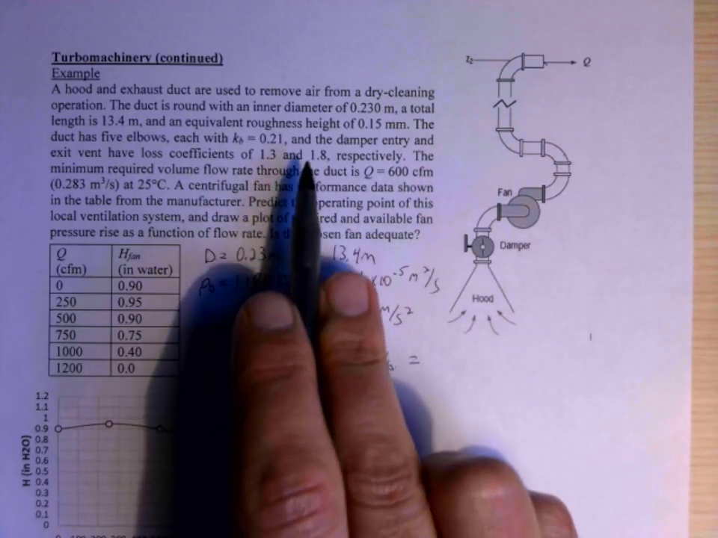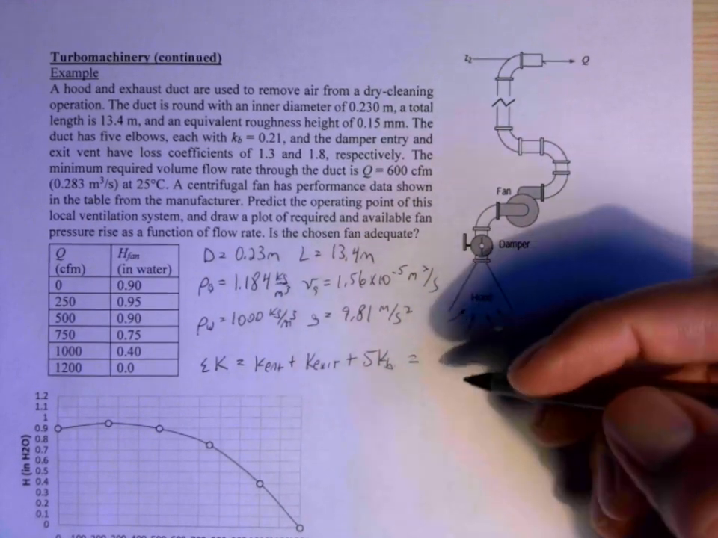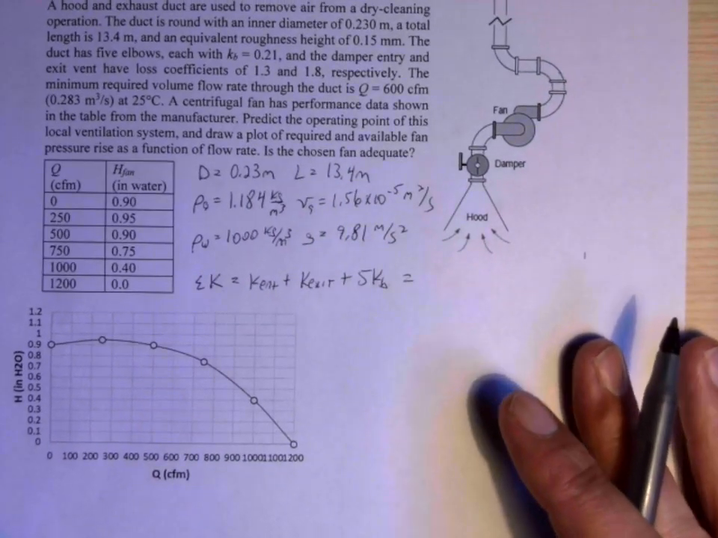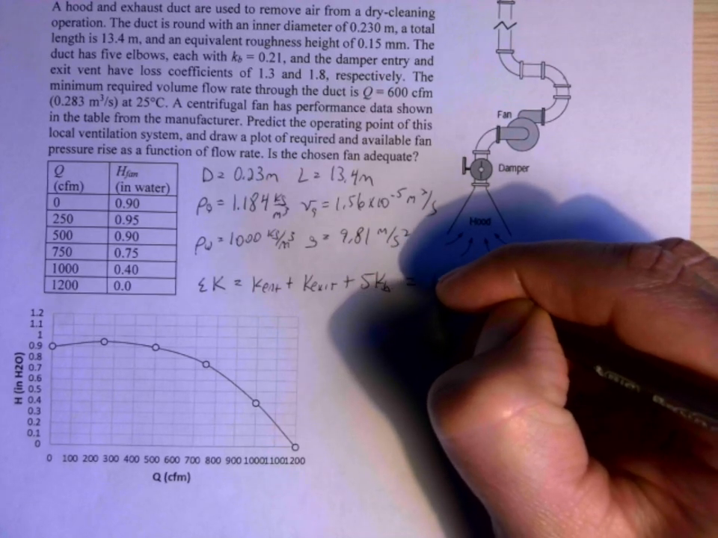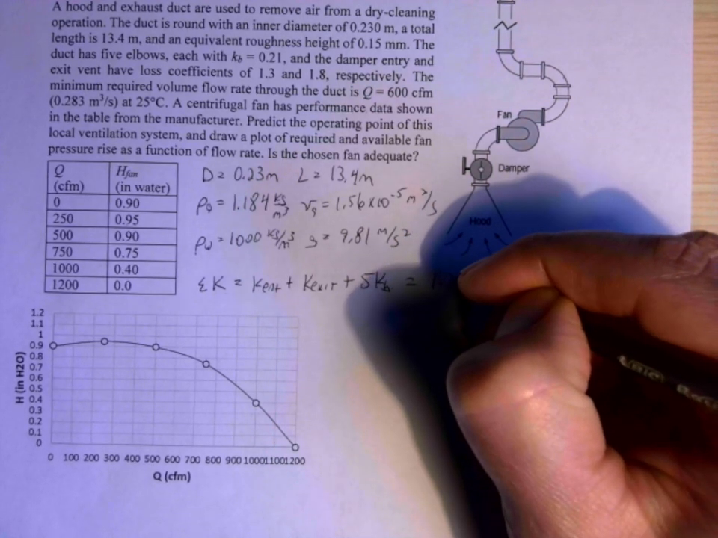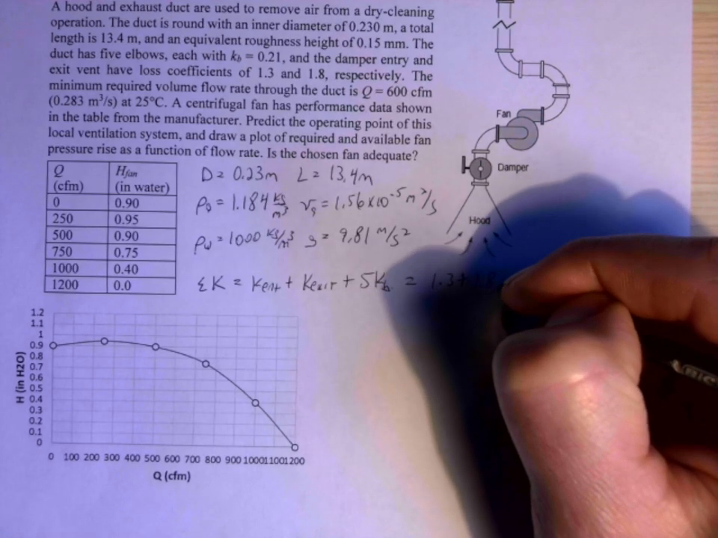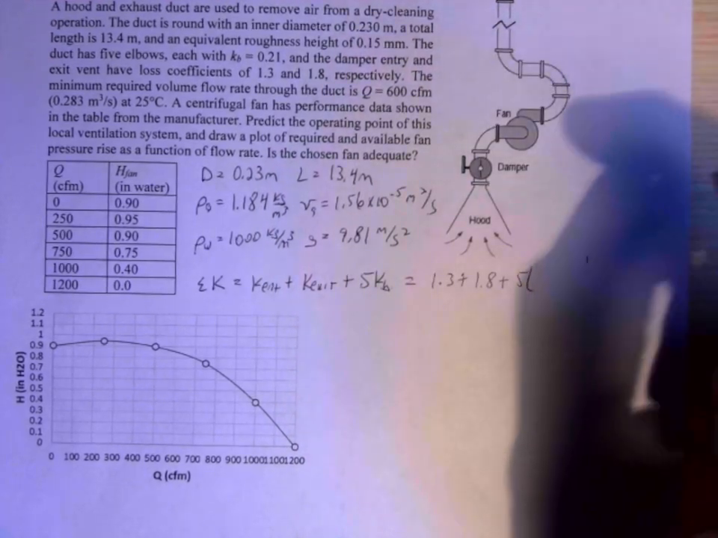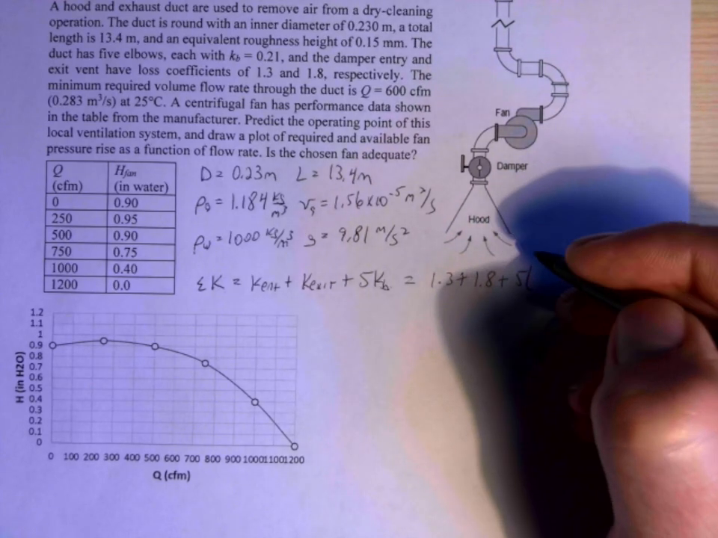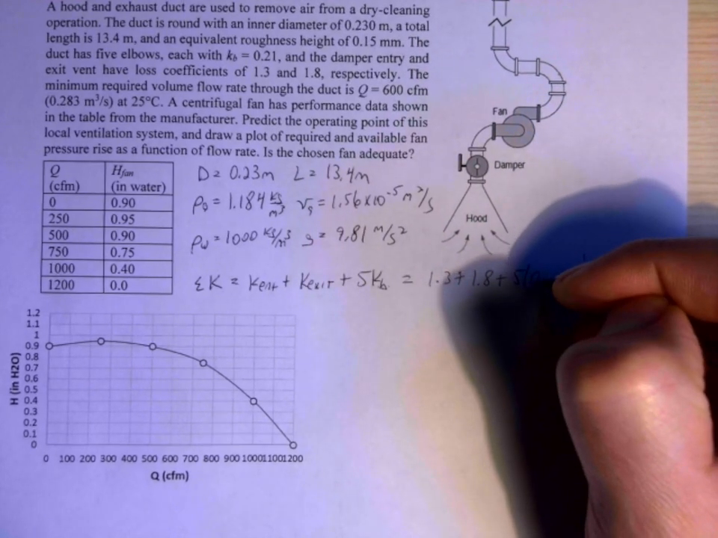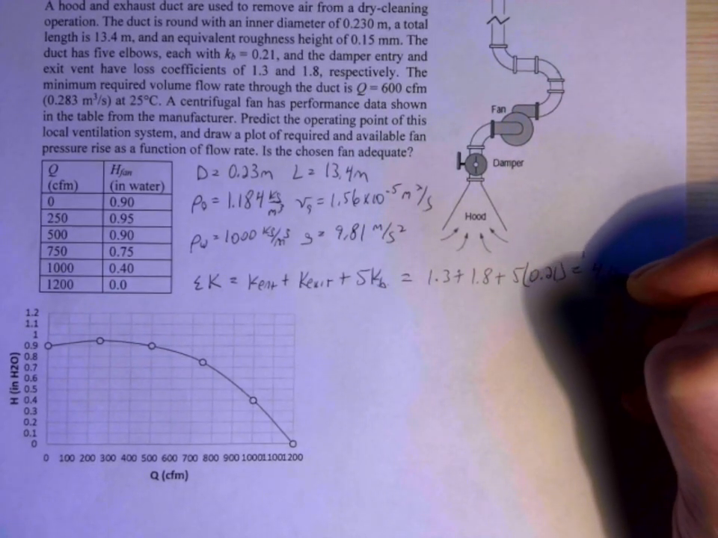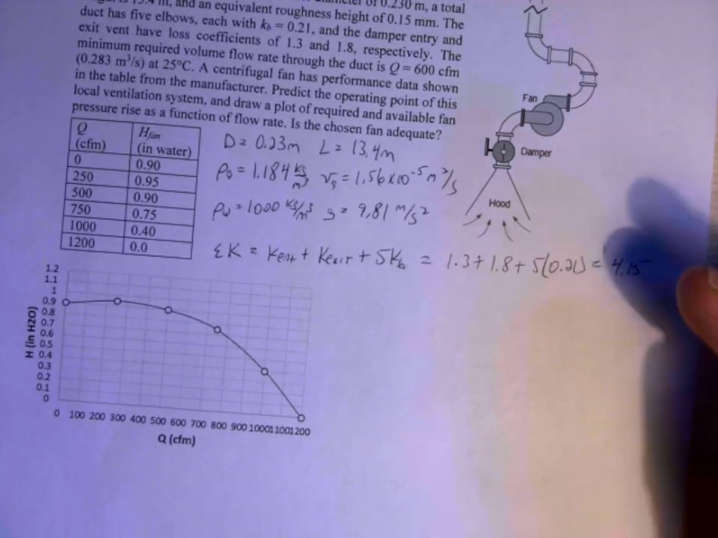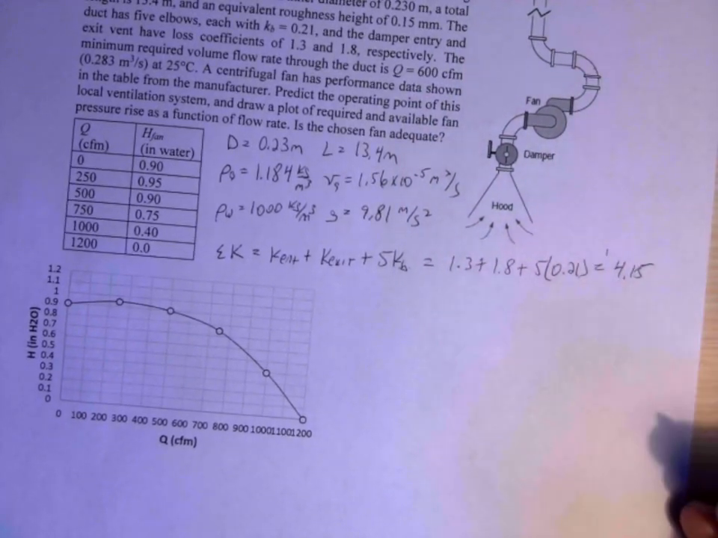And so here, all that's given in the statement, so I'm going to try to do this whole problem here on this one sheet. So the entrance is 1.3 and the exit is 1.8, and then we have 5 times the bend loss, which is 0.21. And if I add all those up, I get 4.15. That's the sum of the minor loss coefficients.